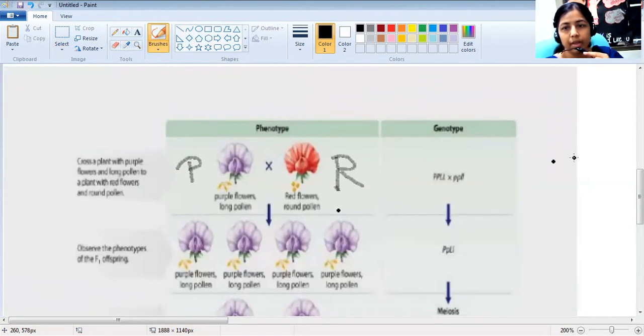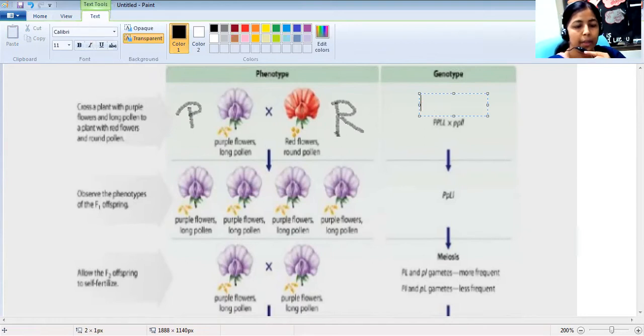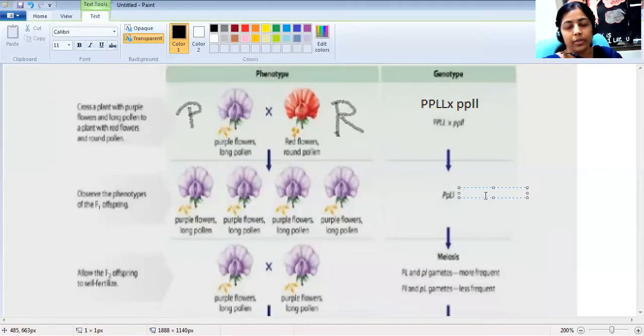In this, the combination was the purple long, capital P, capital L. Here you can see the combination was formed with capital P and long, which was crossed with small p, small l. That means the next combination developed was capital P, small p, and capital L, small l.